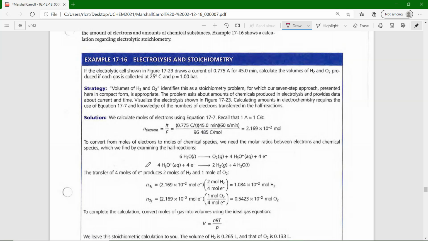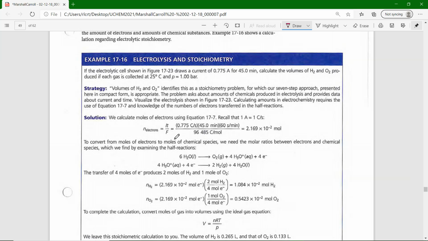Here we have an example of electrolysis and stoichiometry. So if the electrolytic cell shown in figure 17.23, okay, so what page is that on? Oh, that is the hydrogen and oxygen being collected. Draws a current of 0.775 amps for 45 minutes. So right off the bat, I want to find out how many electrons there are. Or you want to calculate the volume of hydrogen and oxygen, all gases at 1 bar.